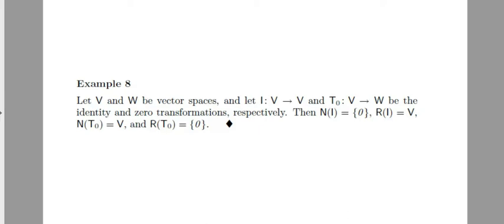Now in this example, let V and W be two vector spaces, I from V to V is the identity map, and T naught from V to W is the zero transformation. Then the null space, or kernel, of I is singleton 0 and the range space of I is the complete space V. And the null space of T naught, since everything is mapped to 0, will be V. And the range of T naught will be singleton 0, since everything is mapped to 0.